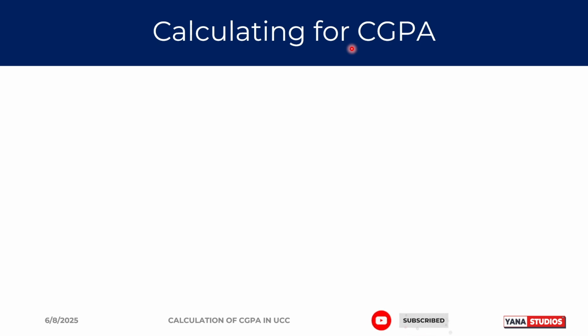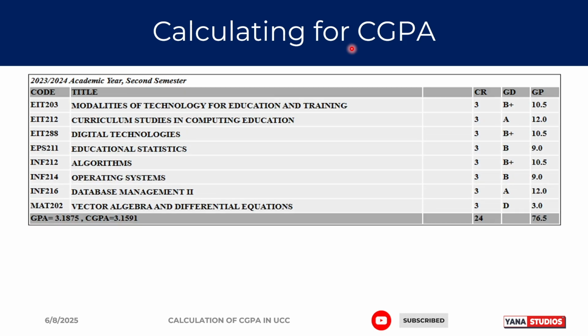And you being in your first semester, you are only going to have the same grade point for both GPA and CGPA. So if we take this result sheet that we've got here, taking this grade point here, if we take 76.5 divided by 24, we are going to get this GPA, that's 3.1875, right? This is what we are going to get.